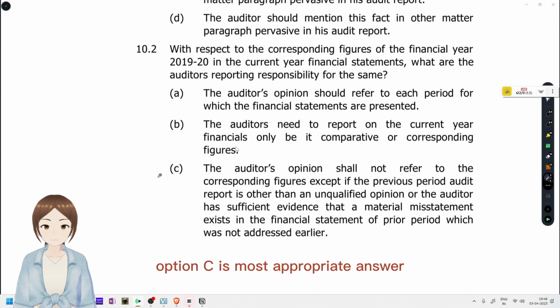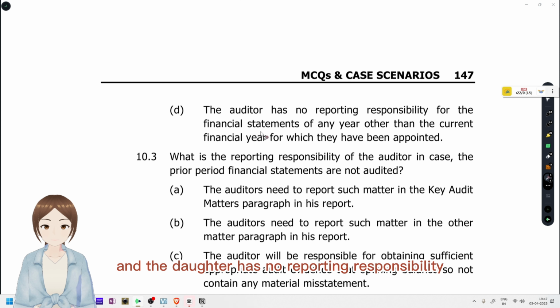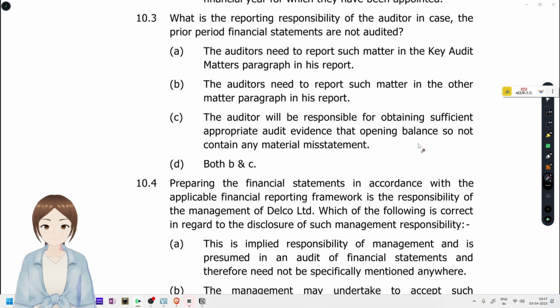So option C is the most appropriate answer. And the auditor has no reporting responsibility? No, he has a reporting responsibility with regards to the corresponding figures if it has a qualified opinion.